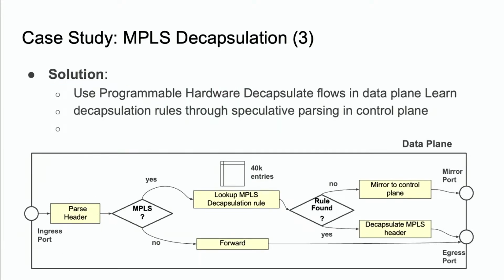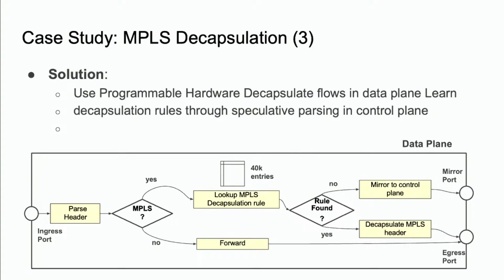Our solution was using a programmable hardware platform to decapsulate the flows in the data plane. Just stepping through it, we parse the header until we reach an MPLS header. Then we ask, is there MPLS? If not, we can just forward the packet. If there is a header, then we have a lookup table to see how we should decapsulate that MPLS traffic. If we have a rule for how to decapsulate that MPLS header, we can successfully decapsulate it and send out the traffic without the MPLS header. If we don't, we mirror that packet to the control plane.